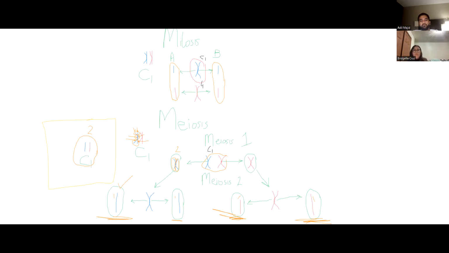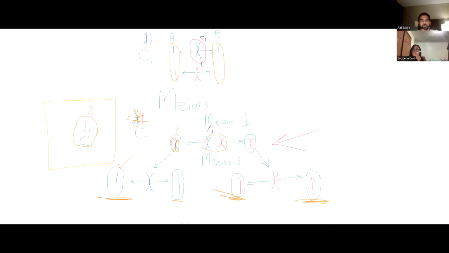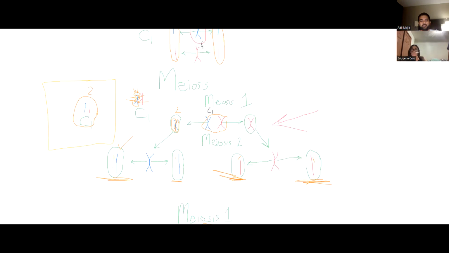Say that again, you cut off. So meiosis 1 separates the homologous chromosomes. You see that? Yeah. Meiosis 2 separates the sister chromatids. You see that? Yeah.